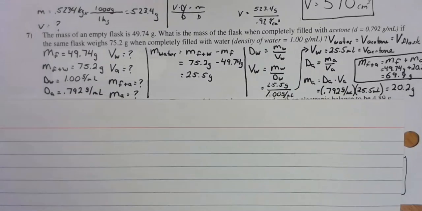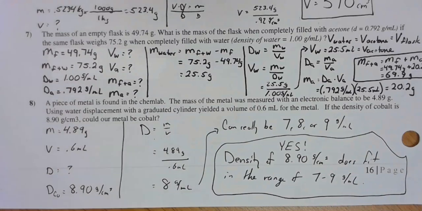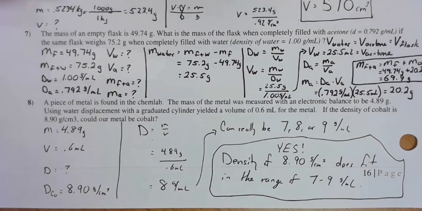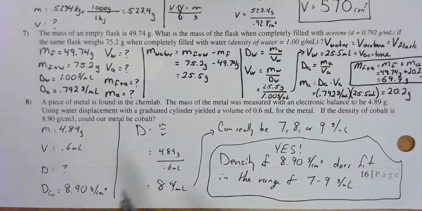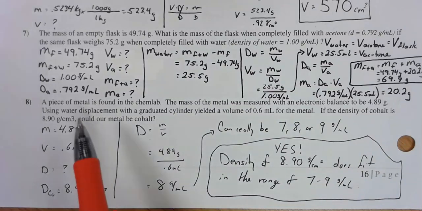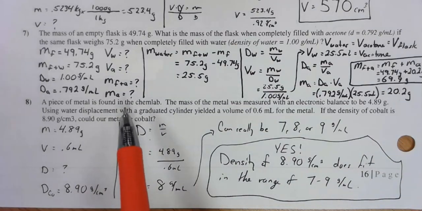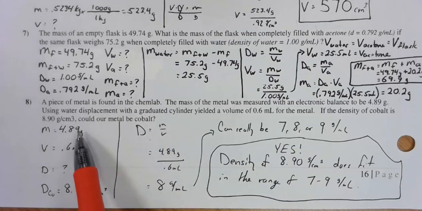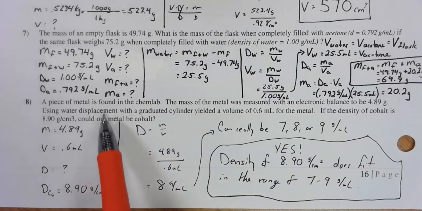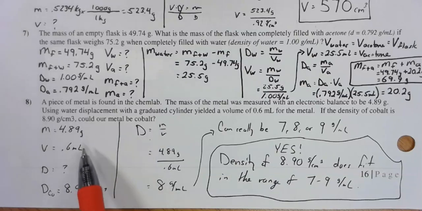On to problem 8 for the last one. Let's take a look at it. A piece of metal is found in the chem lab. All right, sounds safe. The mass of the metal was measured with a balance to be 4.89 grams. Here's my mass. Using water displacement, you get a volume of 0.6 milliliters. If the density of cobalt, right here, density of Co, bad handwriting, not Cu, it's Co, density of cobalt, 8.90 grams per centimeter cubed, which is the same as grams per milliliter.